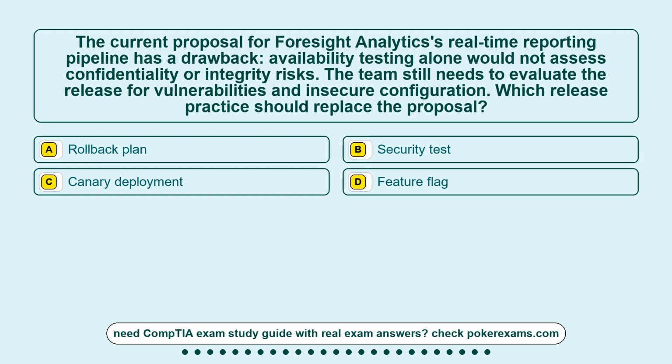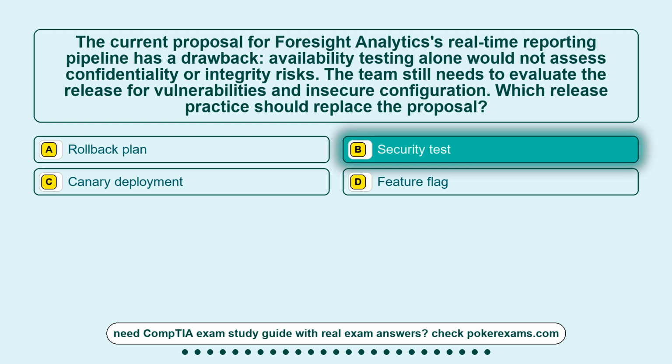Question 10. The current proposal for Foresight Analytics' real-time reporting pipeline has a drawback: availability testing alone would not assess confidentiality or integrity risks. The team still needs to evaluate the release for vulnerabilities and insecure configuration. Which release practice should replace the proposal? Option A, a rollback plan. Option B, security test. Option C, a canary deployment. Option D, feature flag. The correct answer is option B, security test.